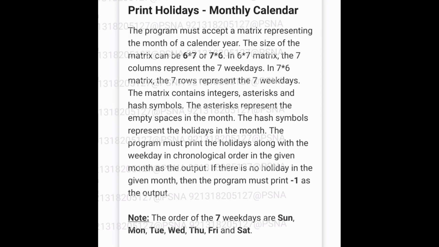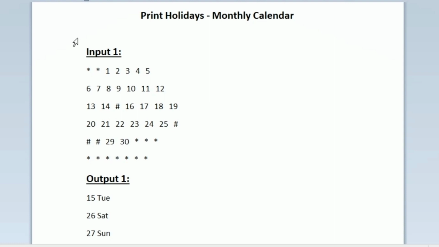This is the question asked in today's SkillRack daily challenge. We will be given either a 6x7 or a 7x6 matrix as input. In this case we are given a 6x7 matrix as input. This matrix represents a month in the calendar. It has characters like asterisk and numbers like 1, 2, 3, and it also has the character hash. Each and every character represents a particular thing.